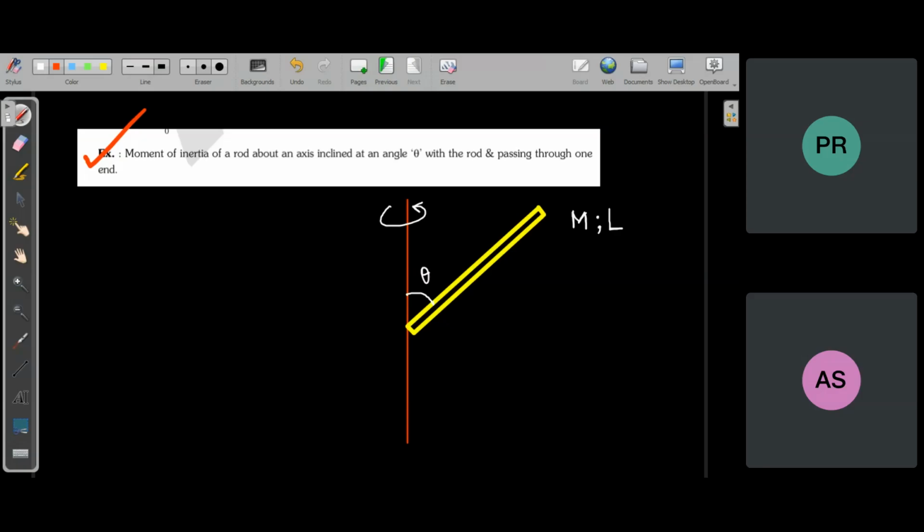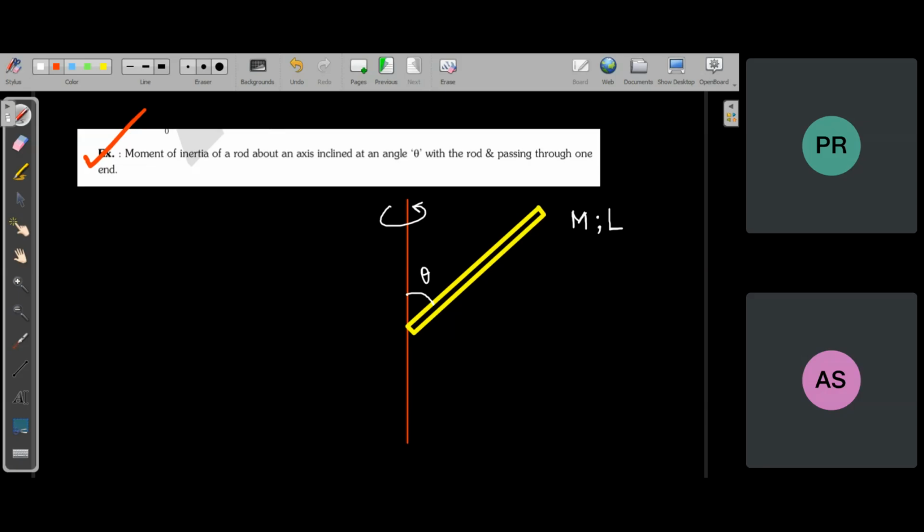You're doing integration of m by L into R sin theta, we can say. So if the particle or a small body is at a distance of R, is it R sin theta or R sin theta square? R sin theta only, right? Integration from 0 to L. Again, what is the expression? The integral 0 to L of m by L into R sin theta dr, we can write, or dx.